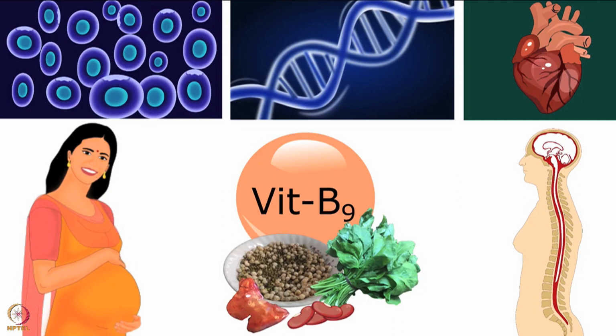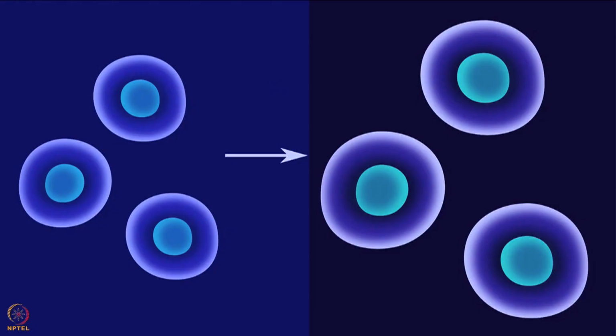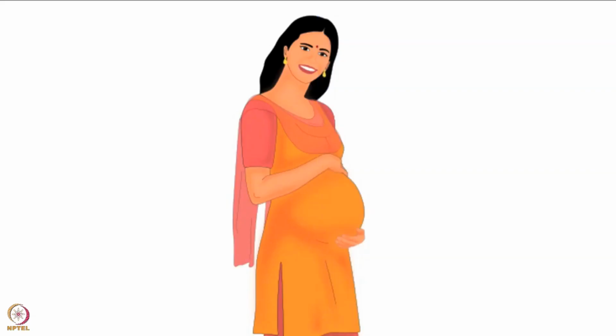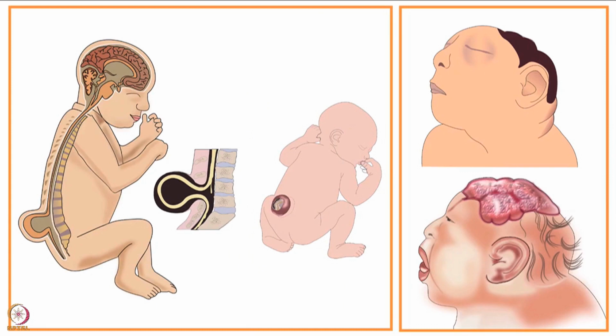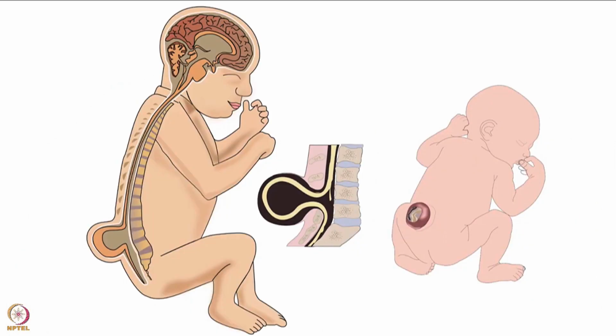Folate is one of the important B vitamins. It is required for various functions in the body. Let us see a few examples. Folate is essential for cell growth and repair. It is also needed for a healthy pregnancy. Folate helps in the prevention of neural tube defects in babies. Neural tube defects are the birth defects of the brain and spinal cord.